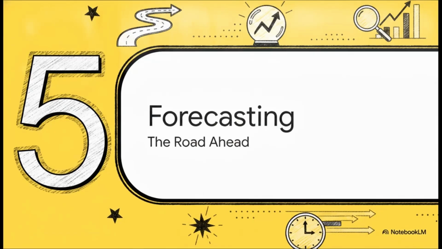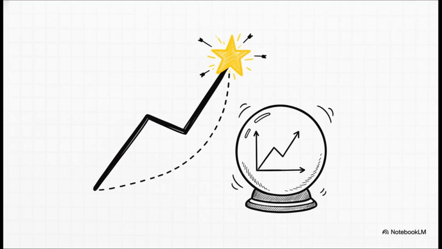Which brings us to our final section, Section 5, Forecasting the Road Ahead. This tool completely shifts your perspective. It's not just about analyzing historical data anymore, it's about projecting future outcomes. VaultBooks has a built-in prediction engine that analyzes your Tally history to project upcoming sales trends and periods. It doesn't just give you raw numbers, it offers proactive, actionable guidance.